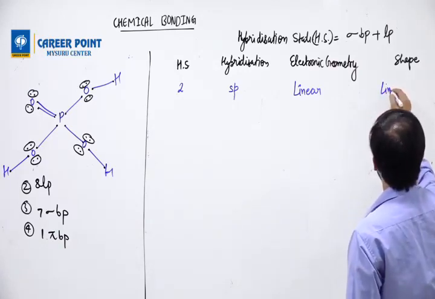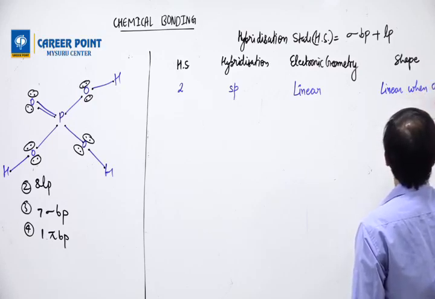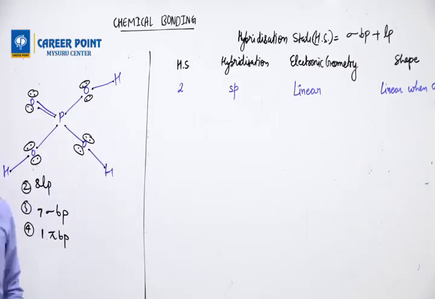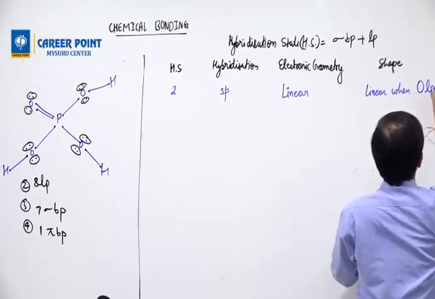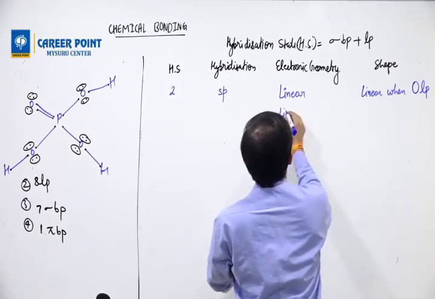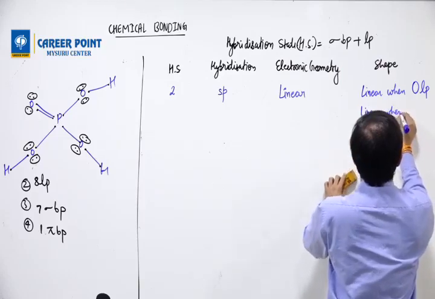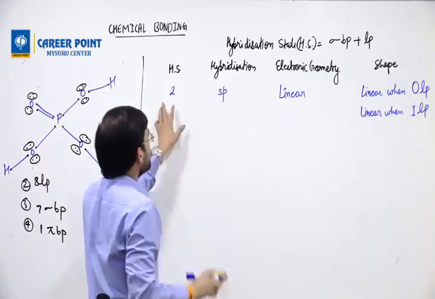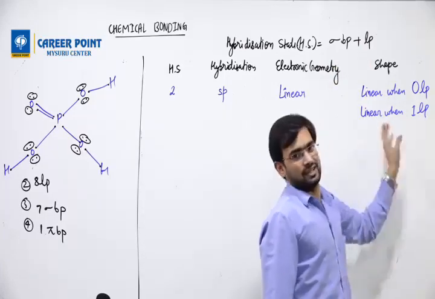Then its shape will also come as linear when there are 0 lone pairs. When zero lone pair, its shape is still linear. But when one lone pair is present, it means that out of these two, you are getting one sigma bond pair and one lone pair. That is the case.